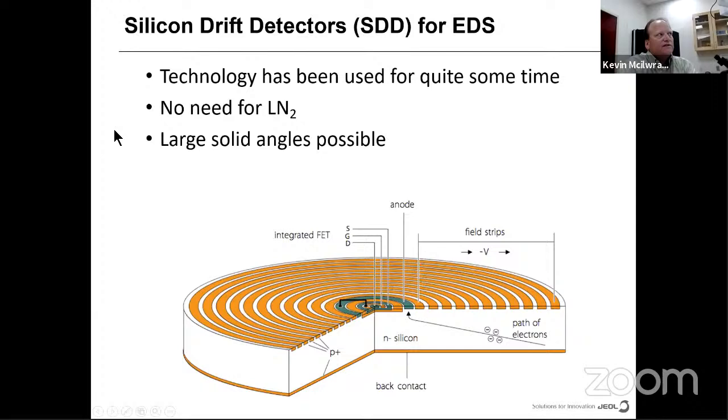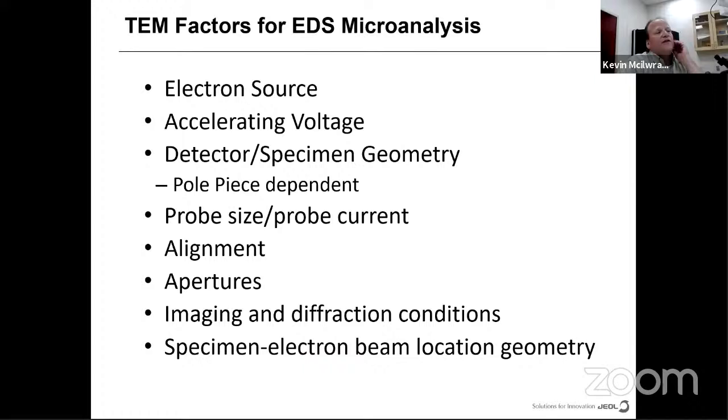And what do we think about when we're doing EDS? We think about our source. If we have a LaB6, we're probably not going to be able to do spot analysis below 10 nanometers very easily. For an FE system, five angstroms is no problem. A proper accelerating voltage, the detector specimen geometry is really just what your microscope is set up for, and probe size.